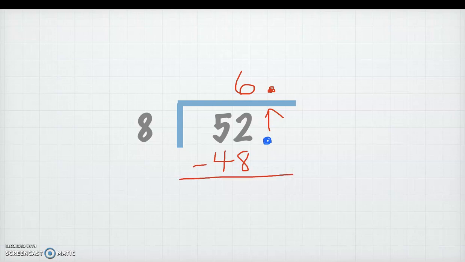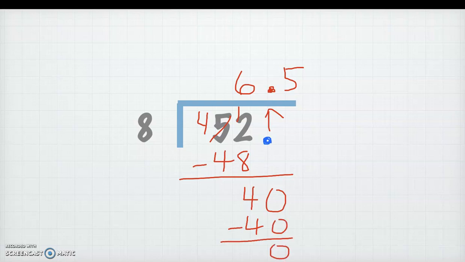Let's subtract 52 minus 48. I cannot subtract 2 minus 8, so I'm going to borrow from my 5, make that a 4. My 2 becomes a 12. 12 minus 8 equals 4. 4 minus 4 equals 0. So I said I don't want a remainder, so I'm going to annex a 0 to my remainder, and I'm going to keep dividing. So how many times can 8 go into 40? 8 can go into 40 5 times. 8 times 5 equals 40. 40 minus 40 equals 0. And my final answer is 6.5.